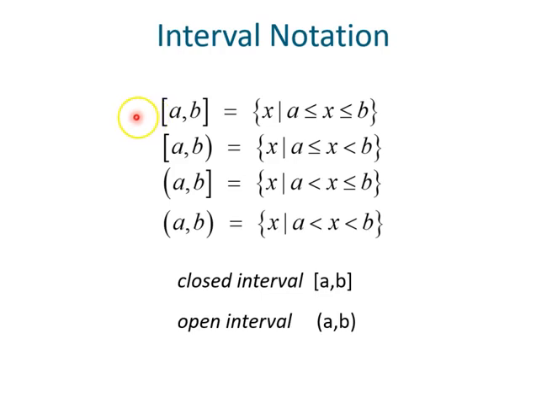Here we have some more examples of set builder notation. The closed interval [a, b] is the set of all real numbers x such that a is less than or equal to x, less than or equal to b. And this is an interval closed on the left, open on the right, and so on. The open interval (a, b) is the set of real numbers x such that a is less than x, x is less than b.